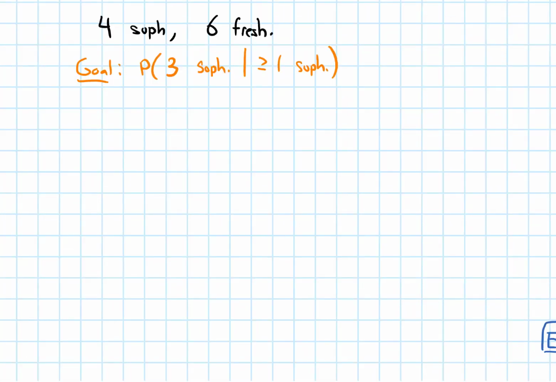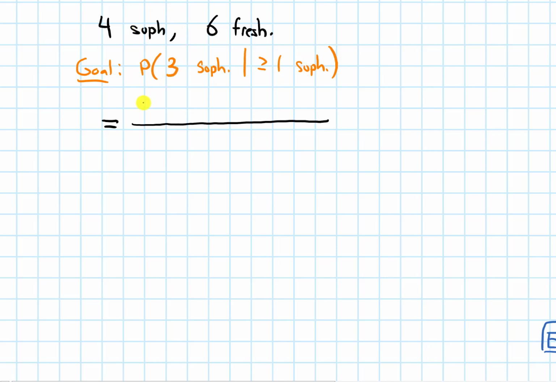All right, so I'm starting up at the top of the next page to give myself more room. So remember, the problem said that there are 4 sophomores and 6 freshmen, and I'm trying to find the probability that we have exactly 3 sophomores in our group of 4, given that there is greater than or equal to 1 sophomore, or at least 1 sophomore. So let's use our formula for conditional probability, and we have equally likely outcomes here, because each of these people, the freshmen and the sophomores, are equally likely to be selected.